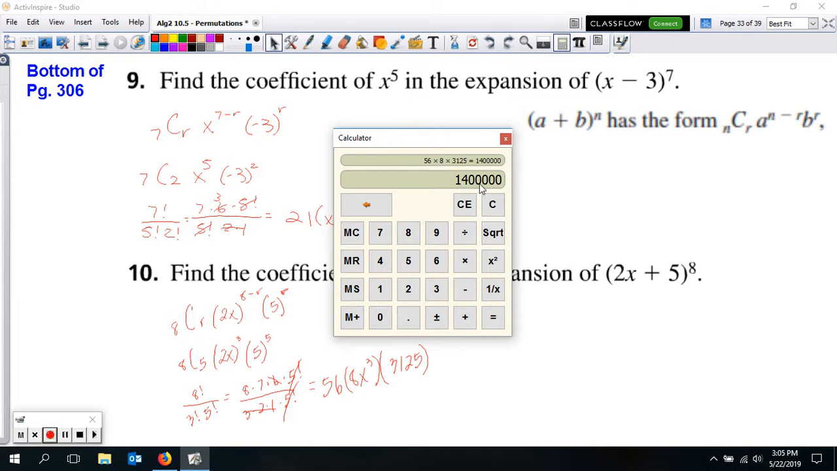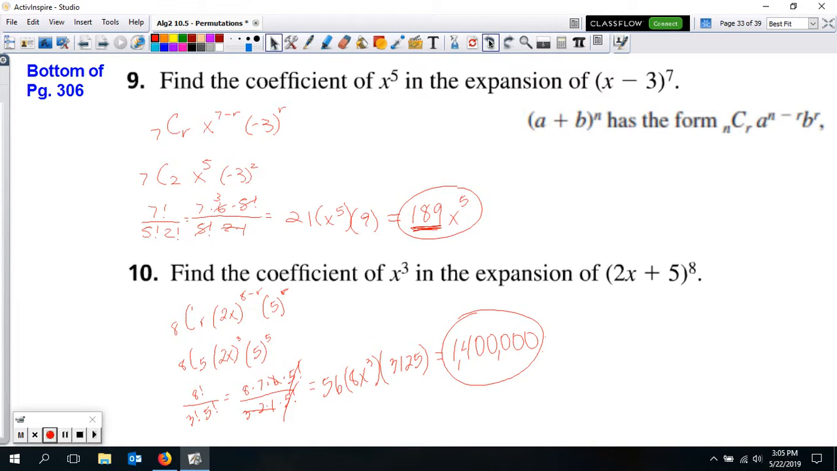It's like 1,400,000. So that's our coefficient. That's our answer for this one of the x to the 3rd term.